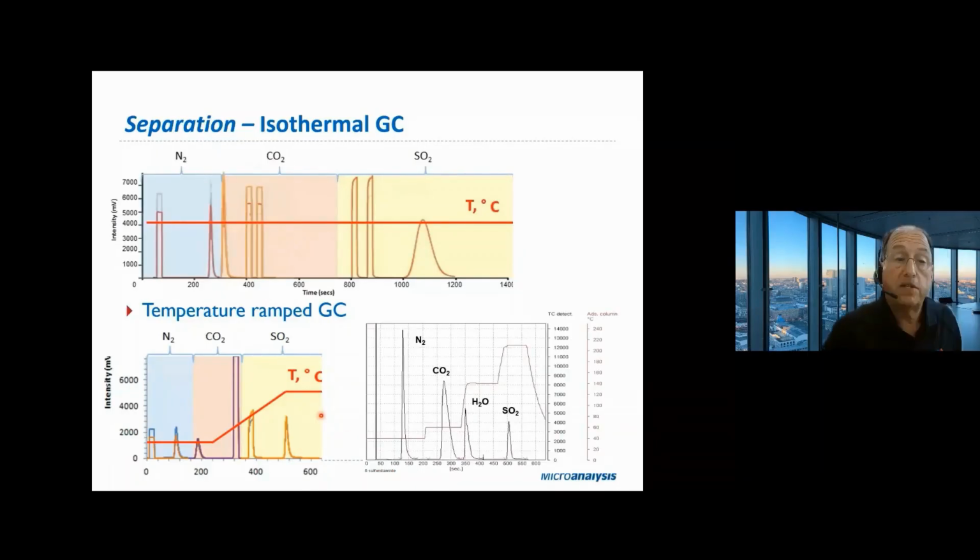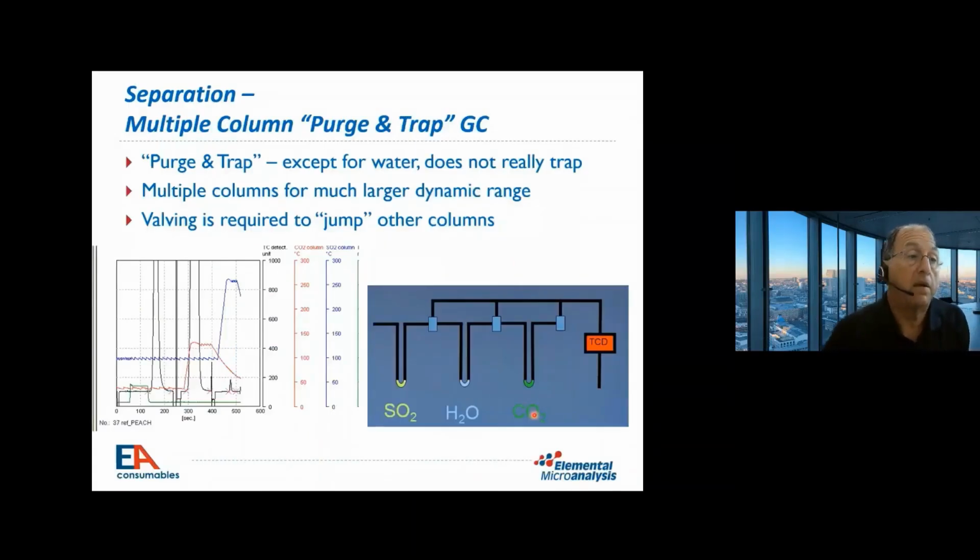The Elementar system does the same thing, but uses several steps of temperature change. After the nitrogen comes out, it steps up its column temperature here, shown by this line. The CO2 comes off, it increases again. The water comes off as a gas, it increases again, and then the SO2, where you can get baseline separation of all four analytes.